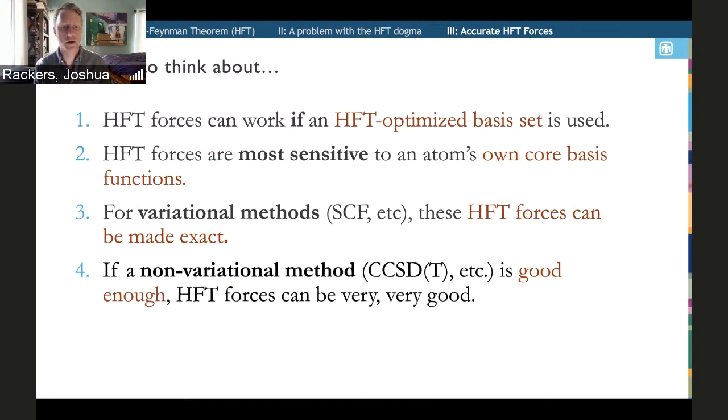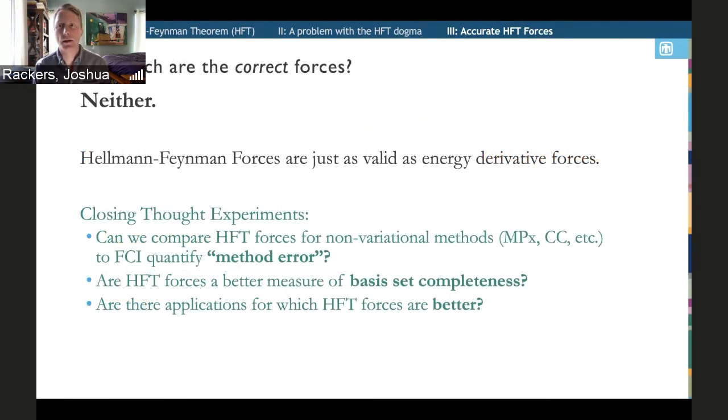Hellmann-Feynman forces for intermolecular interactions are almost exact. For variational methods, these forces can be made exact if we use big enough basis sets. And most interestingly, I think, for non-variational methods, if the method is good enough, meaning if the error terms in the amount that the method is not variational are small, then these forces can be very, very good. So I'd like to leave you with a kind of semi-provocative slide here to think about.